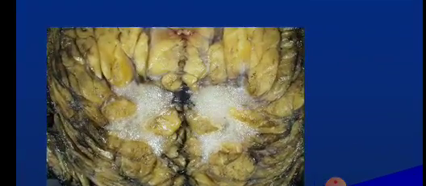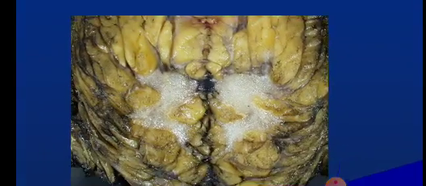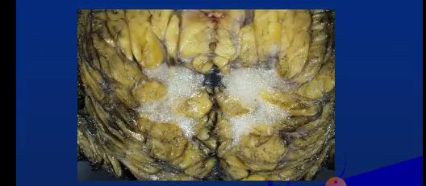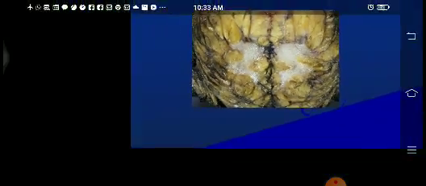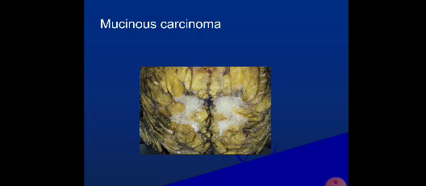Here is the typical gross picture: greasy appearance of well circumscribed masses, with mucus coming out on cut. So this is a typical picture of the mucinous carcinoma.